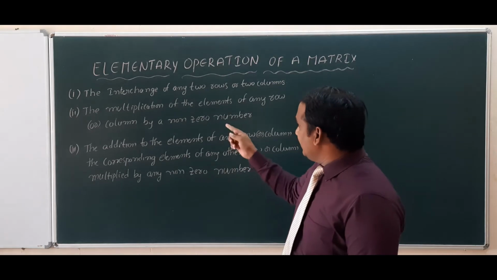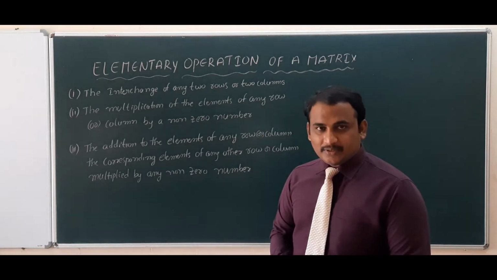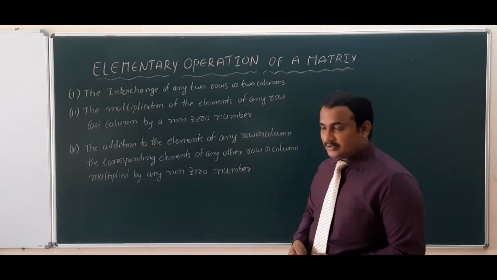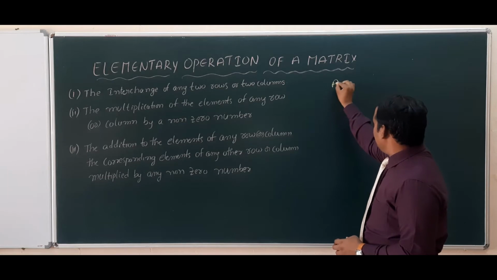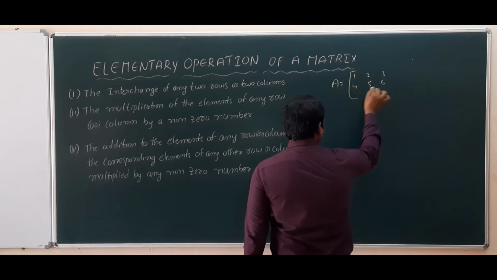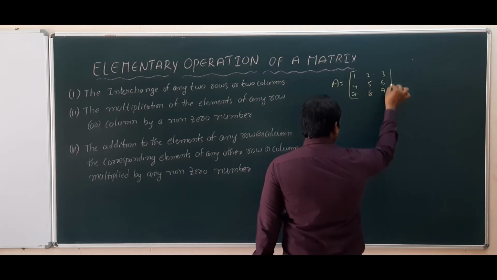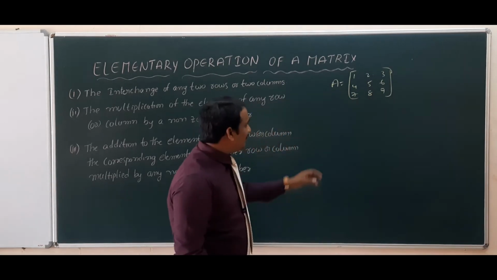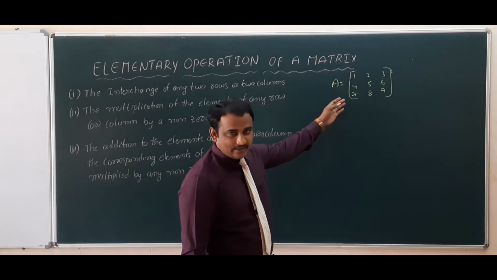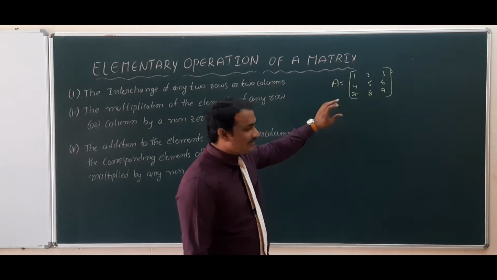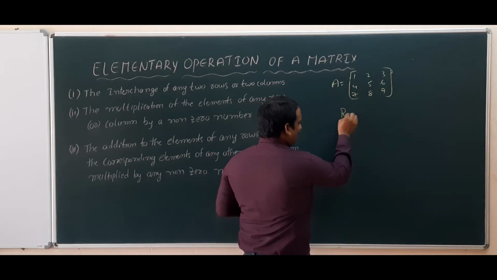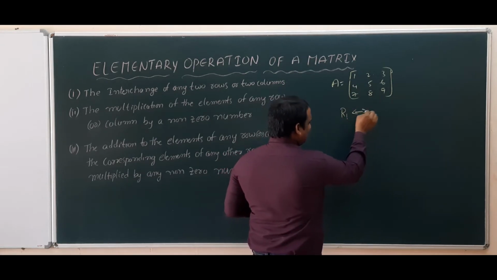First one: the interchanging of any 2 rows or 2 columns. If we take an example, A equals 1, 2, 3, 4, 5, 6, 7, 8, 9, and we want to interchange the first row and the second row, you can't directly write it like that. For that there is a symbol. You will write R1 double implies R2.